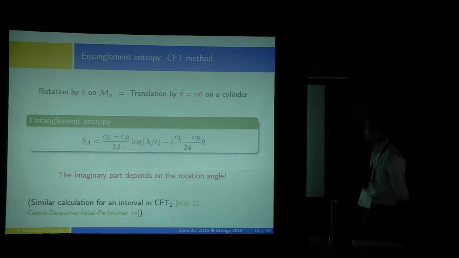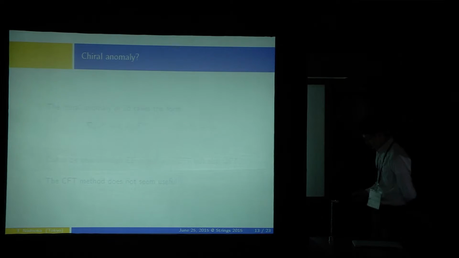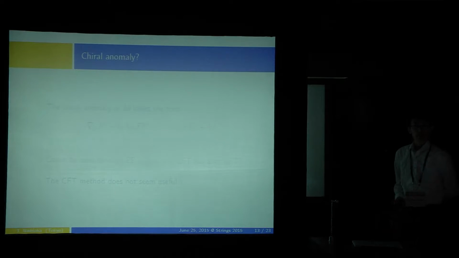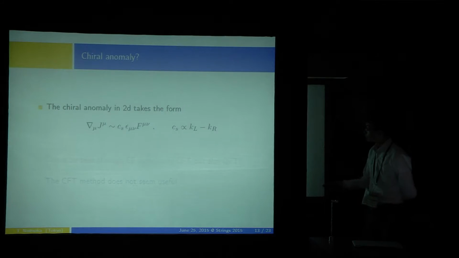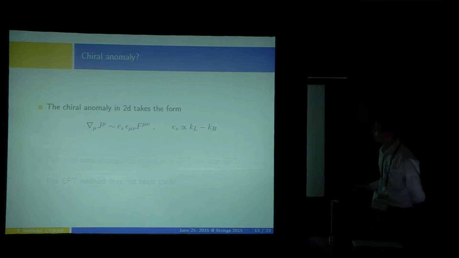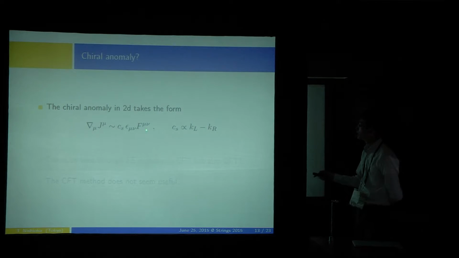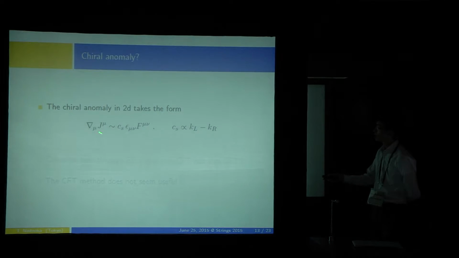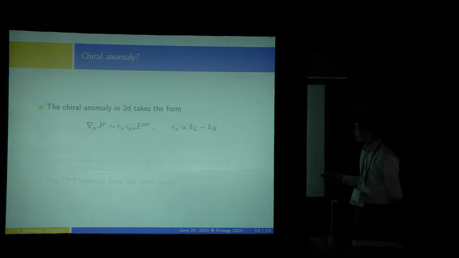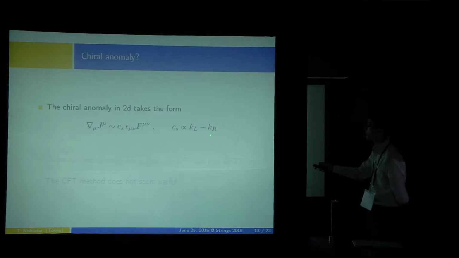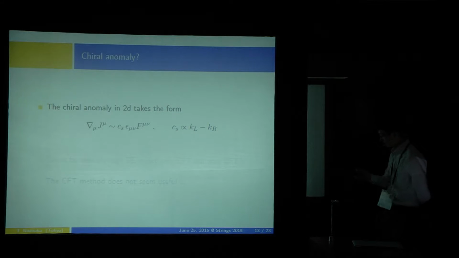So this is interesting. But now we know that there is also a chiral anomaly in 2 dimensions. In 2 dimensions, the chiral anomaly appears in the divergence of the chiral current, and it is proportional to the field strength of the background gauge field, with some unknown coefficient C_S. But if you have U(1) chiral current algebra symmetry, then C_S is given by the difference of the levels in the left and right-hand sectors.